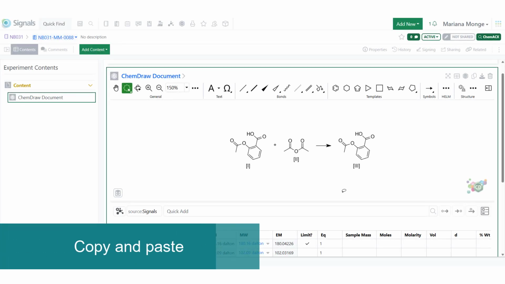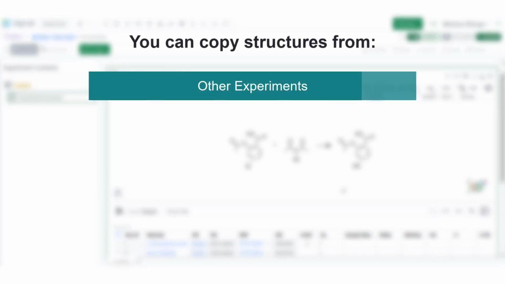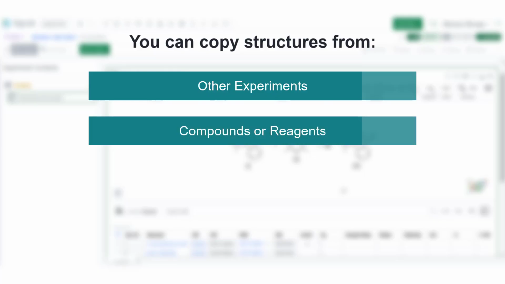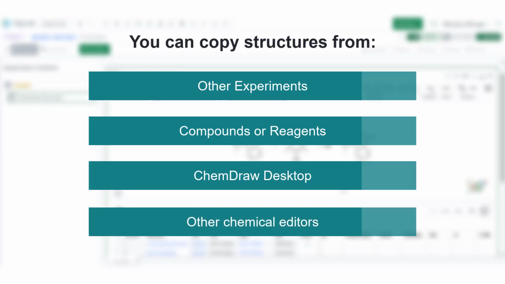Now, let's copy and paste. Another way to add chemical structure as a reaction component is to copy from another experiment, other Signals Notebook objects like registered compounds or reagents, the ChemDraw desktop application, or other chemical editors.